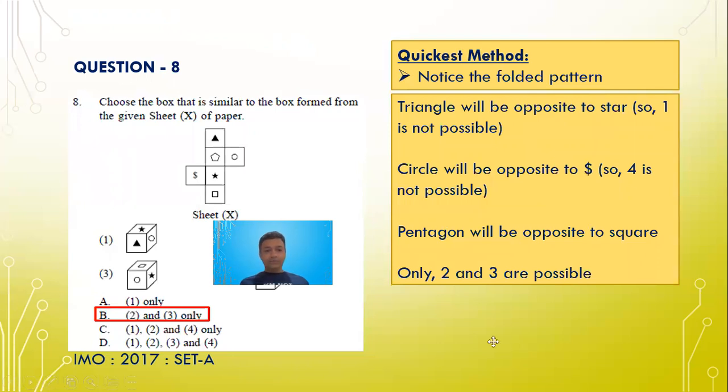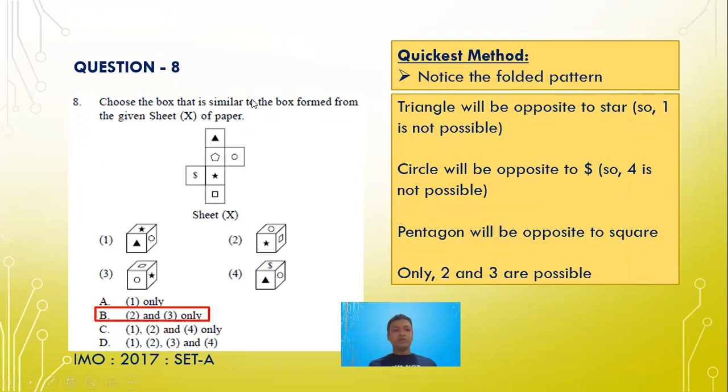Okay, next one. Choose the box which is similar to the box formed from the given sheet of paper. When you fold this piece of paper, it will form a box, because there are four faces here and two faces, one at the top and another at the bottom. So again, you have to note the folded pattern. How is the folded pattern? The triangle face will be opposite to the star face.